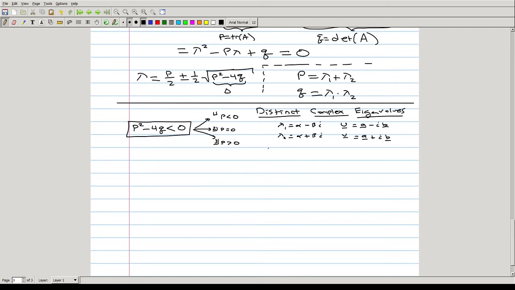And in each one of these cases, we also have that the solution xi of t is of the form e to the alpha t times c1 times a cosine of beta t plus b sine of beta t, plus e to the alpha t times c2 times b times cosine of beta t plus a times sine of beta t. And we showed this a few lectures ago.